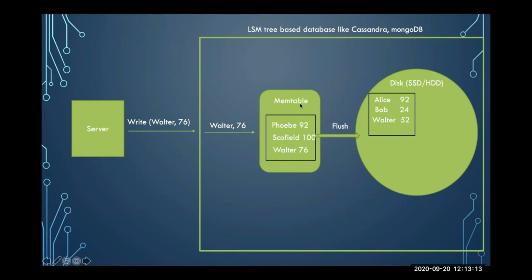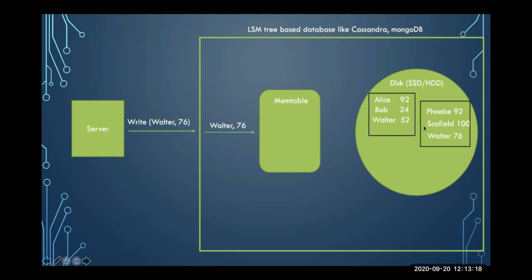Since the mem table reached its threshold limit, it's again getting flushed and a new SS table is created. So the value Walter is present in 2 of the SS tables, but 76 is the latest value, and we'll store a timestamp corresponding to this value in each SS table to know which is the latest value. And this will be used when we are trying to read the data. Now say we got another write for another key, Sherlock, and its value is 98. It is written into the mem table, as we know.